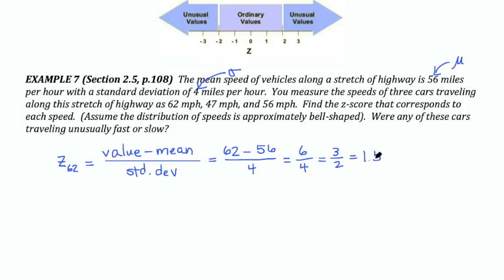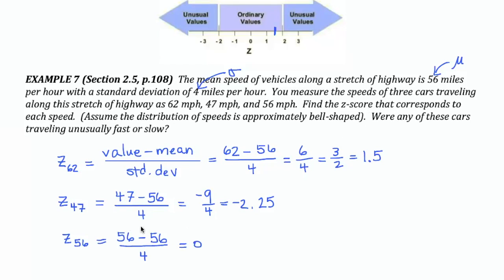same as 1.5. So what I know immediately is because my z-score is positive, this speed, 62 miles an hour, was above average. Any z-score that's positive was above the mean. Any z-score that's negative is below the mean. And I know specifically, because it worked out to be 1.5, that it was located right here, which is near the upper boundary for an ordinary value. I would now repeat and find the z-score for 47 and the z-score for 56.